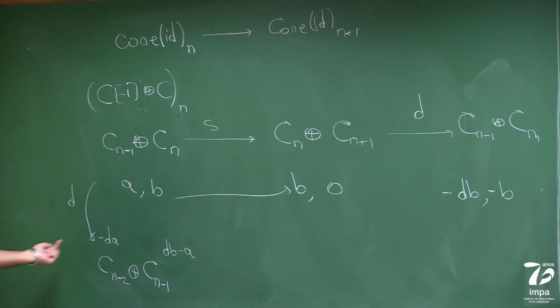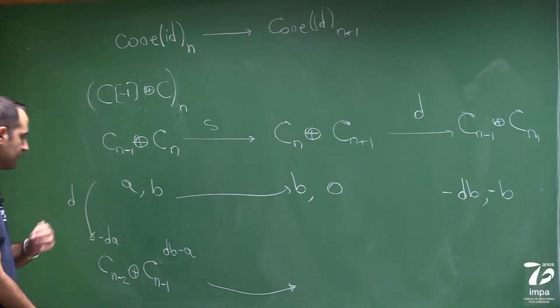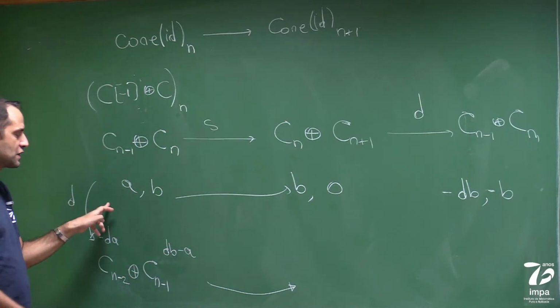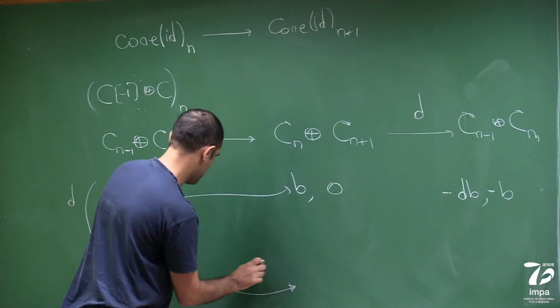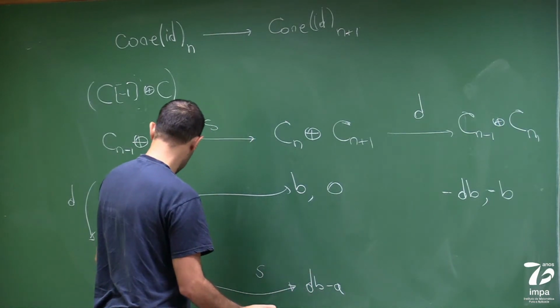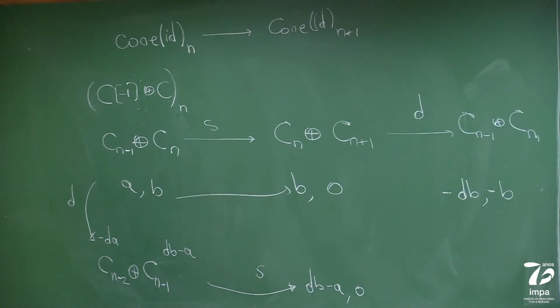And now I want to take s. So if I apply s, well, I read it from here. What I'm doing is taking the second component and putting it first. And I get dB minus A, 0. Is that right? Or did I do something wrong? It looks okay? Well, hopefully it's okay.